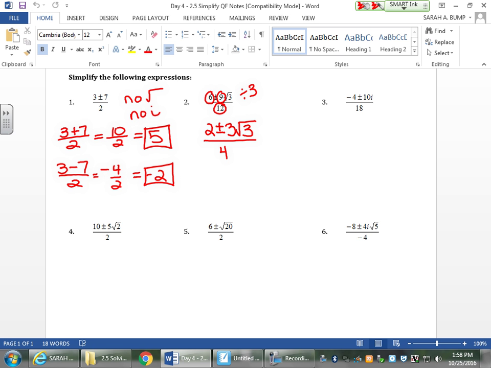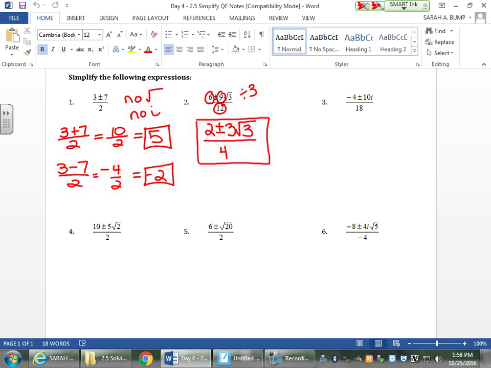Now, even though the 2 and the 4 have a common factor, they don't have the same common factor as the 3 and the 4. So unless they all have something in common, that's it. We're not going to go ahead and split that up, even though you could do 2 over 4 and then radical 3 over 4 and separate them, but you can leave them together like this in one big fraction.